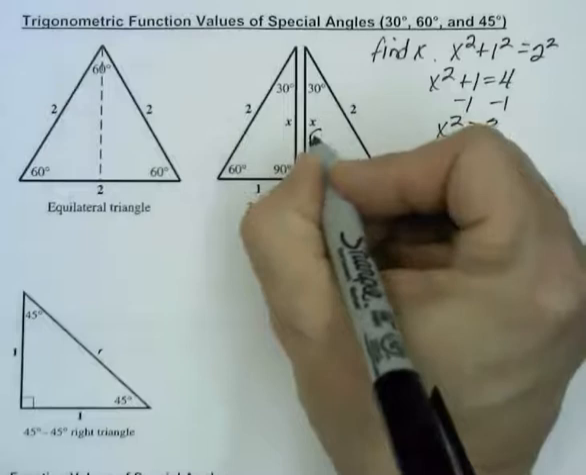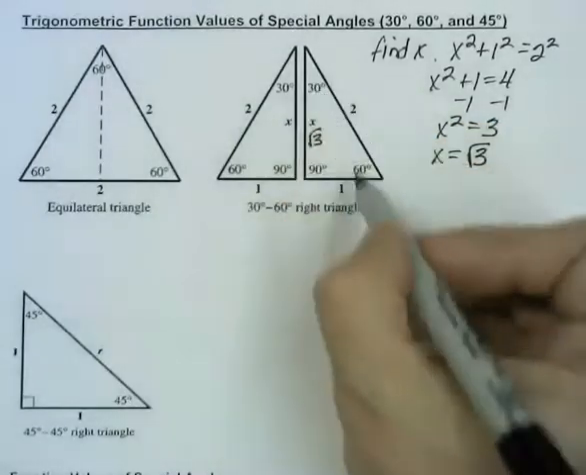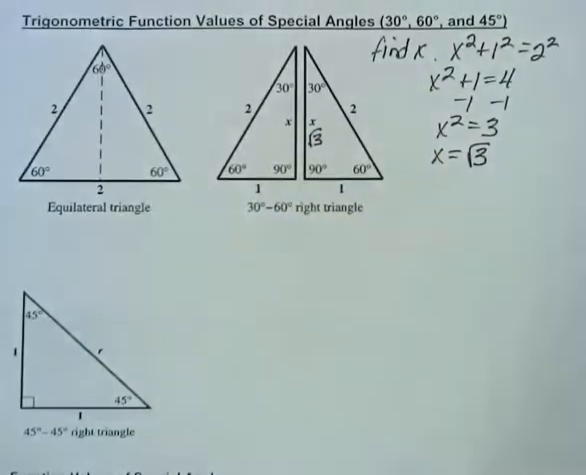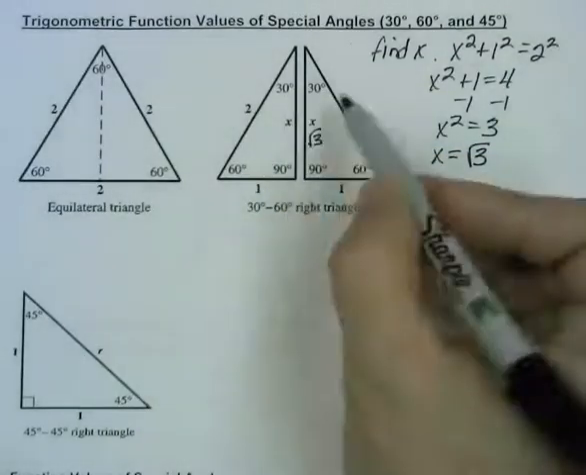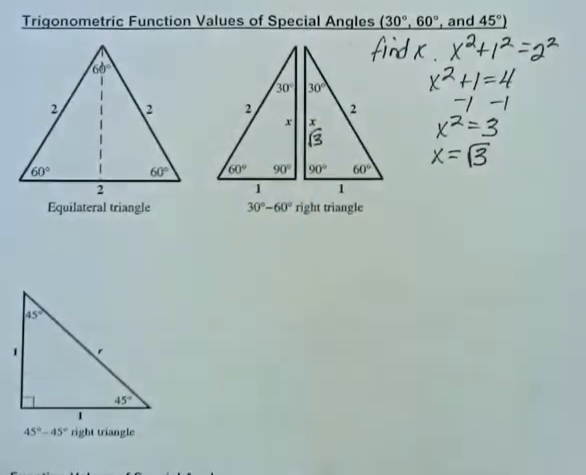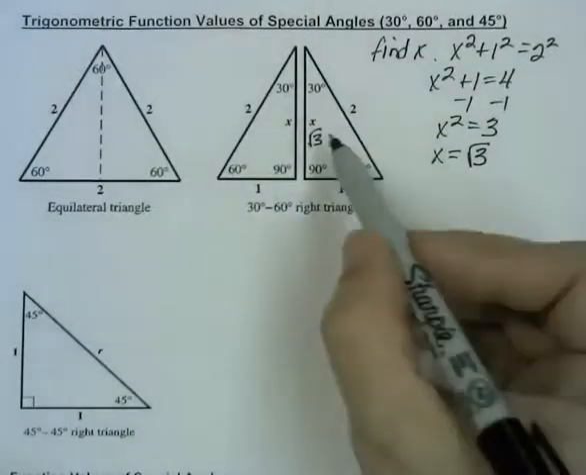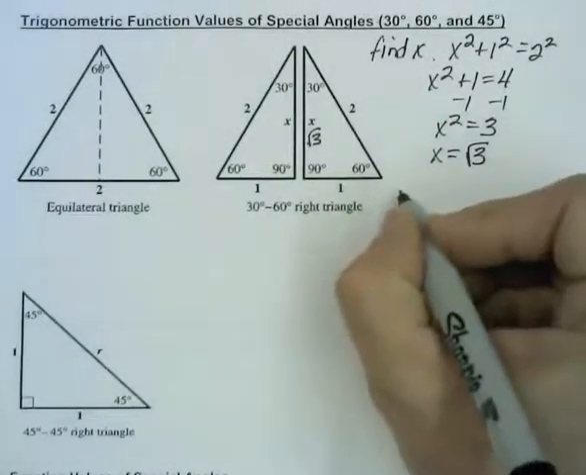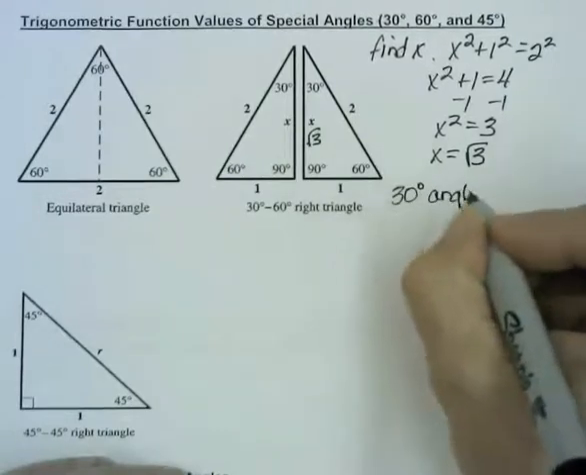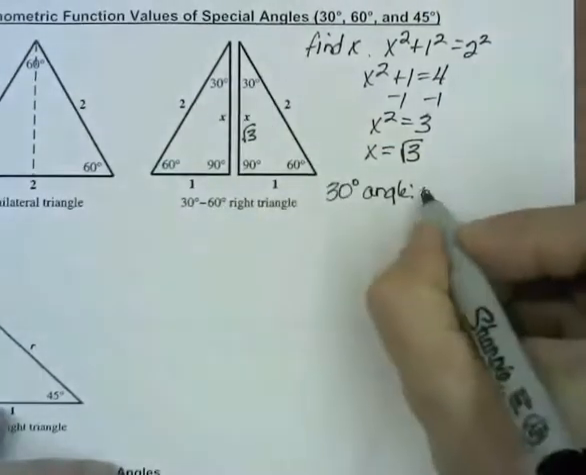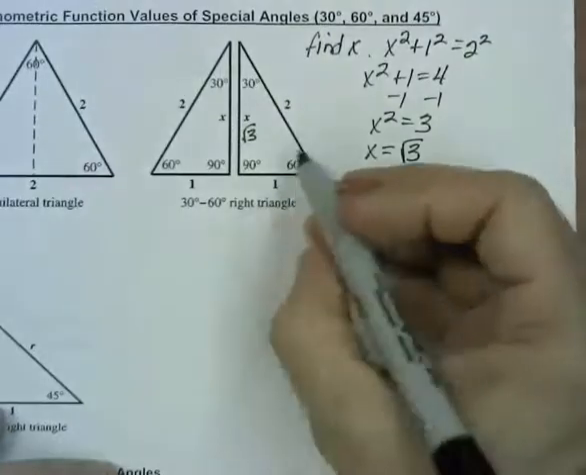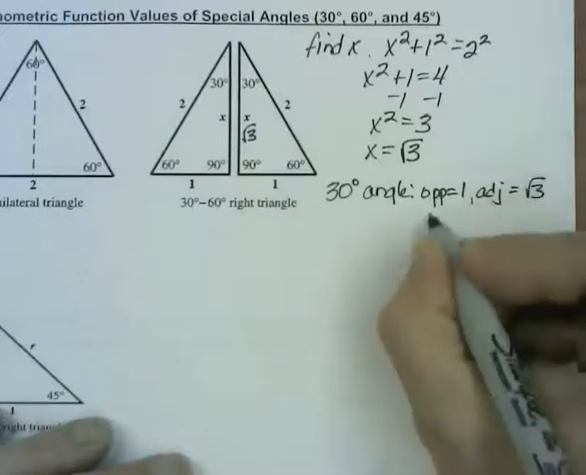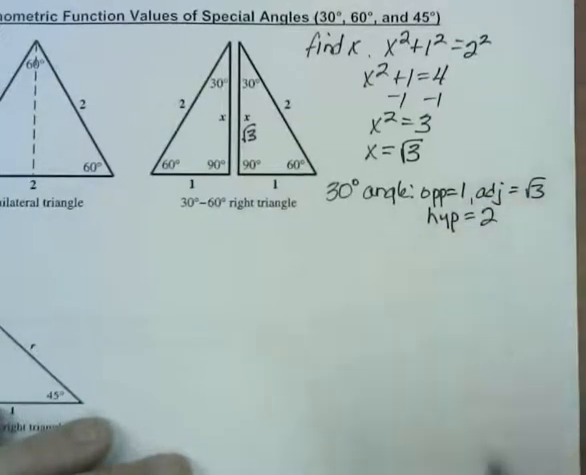Now what that gives us is a 60 degree angle here, a 30 degree angle here, and this is a 90 degree angle, so we have a right triangle. That means we can find the function values for sine, cosine, tangent, and the other 3 just based on our side lengths. Let's look at the 30 degree angle. The opposite side is 1. The adjacent side is the square root of 3. And the hypotenuse is 2.